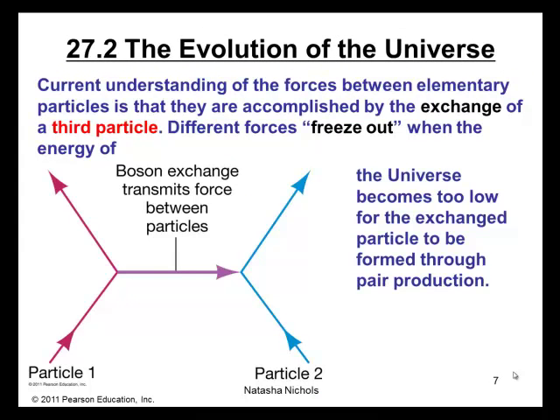Here's a little bit about a current understanding of the forces between elementary particles. The way we understand forces nowadays is by using the idea of a third particle called the exchange particle. Different forces freeze out when the energy of the universe becomes too low for the exchange particle to be formed through pair production. So how does that actually work?